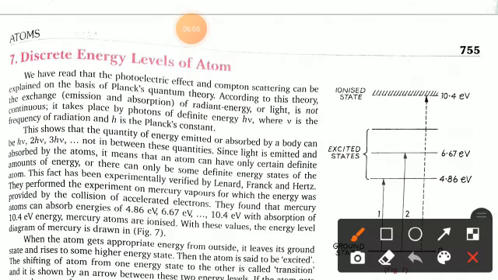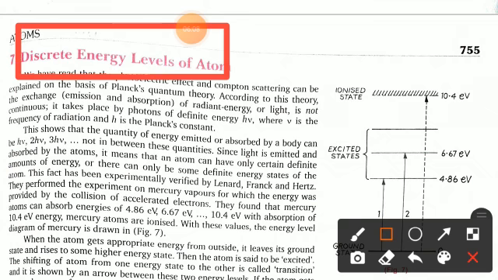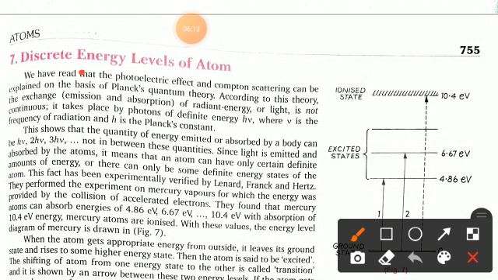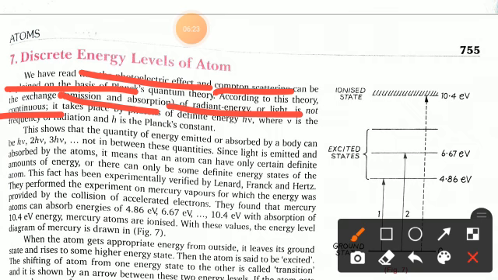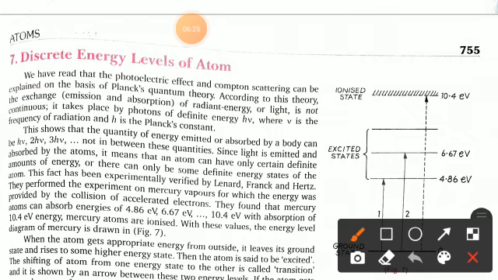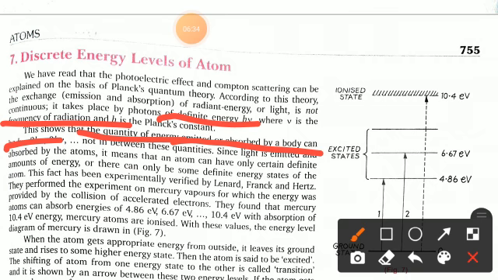You can see here this thing we have to discuss. We have read that the photoelectric effect and Compton scattering can be explained on the basis of Planck's quantum theory. According to this theory, the exchange, that is emission and absorption, of radiant energy of light is not continuous. It takes place by photons of definite energy h nu, where nu is the frequency of radiation and h is the Planck constant. This shows that the quantity of energy emitted or absorbed by a body can be h nu, 2h nu, 3h nu, not in between these quantities.